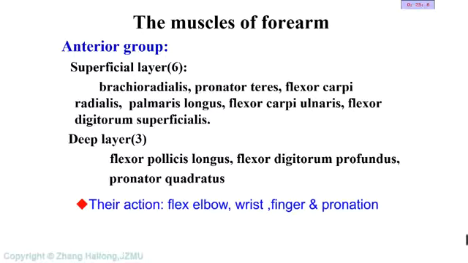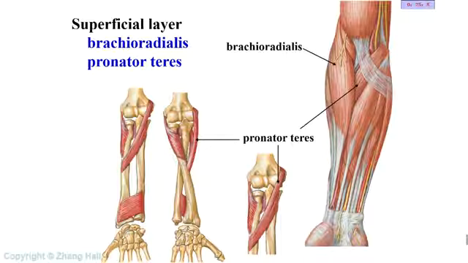Now let's see the location of them. First, the superficial layer. The first one, brachioradialis. Brachioradialis is on the lateral side of the right forearm. Here is the thumb. It goes from the lateral side of your humerus downward to the lateral side of the radius. Brachioradialis, this one.